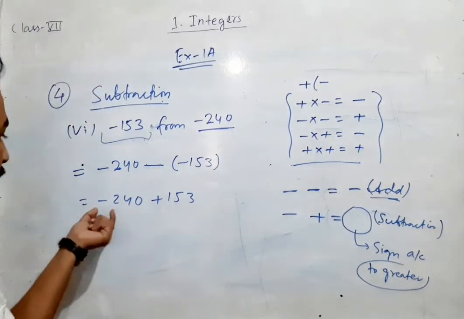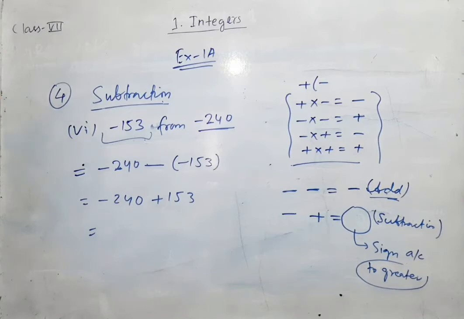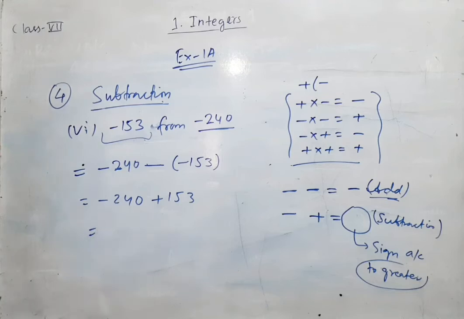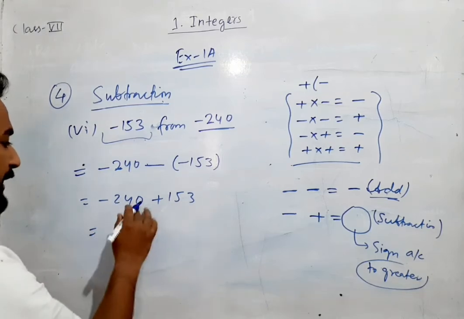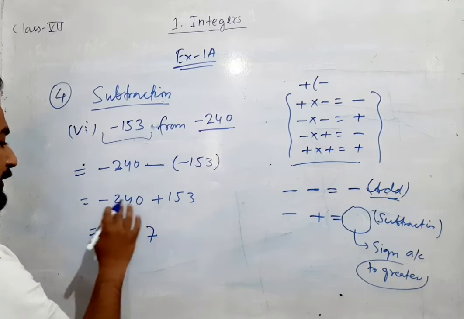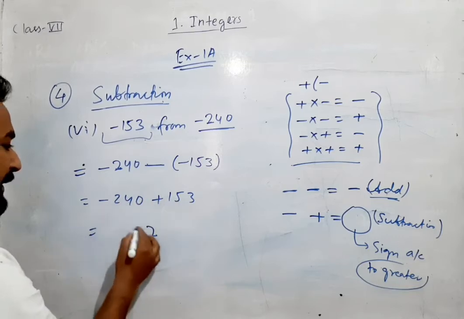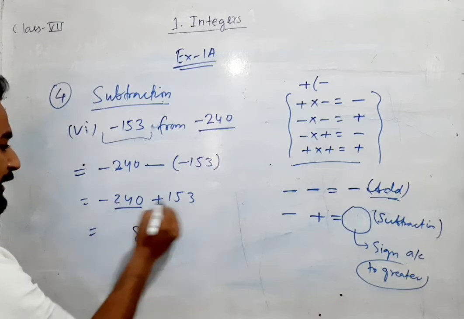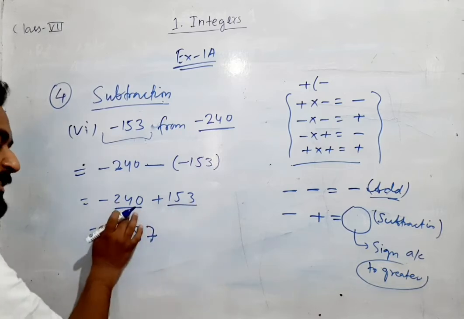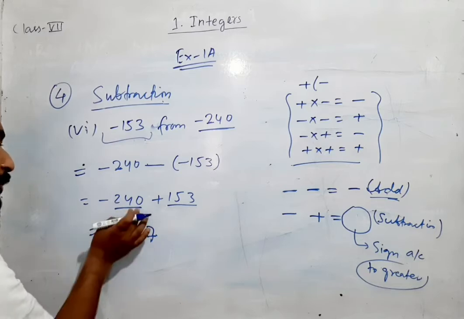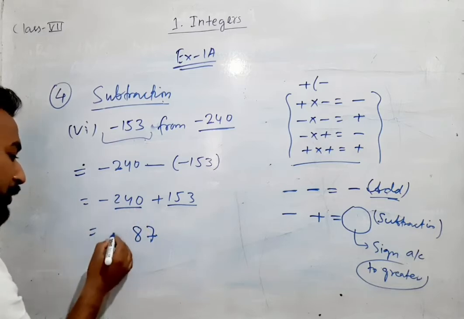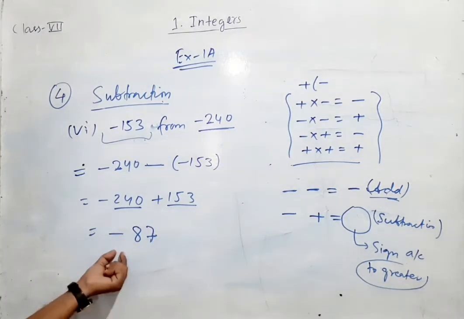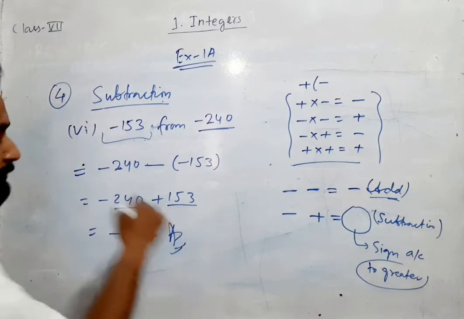See here also you have given two numbers, one in minus and one in plus. So minus plus what? Subtraction. So let's subtract: 10 out of 3, 7; here 13 out of 5, 8; and 1 out of 1, 0. So between 240 and 153, which is greater? 240 is greater. And what is the sign of 240 here? The sign of 240 is minus, so that's why you have to put the negative sign before your answer. So this is your required answer.